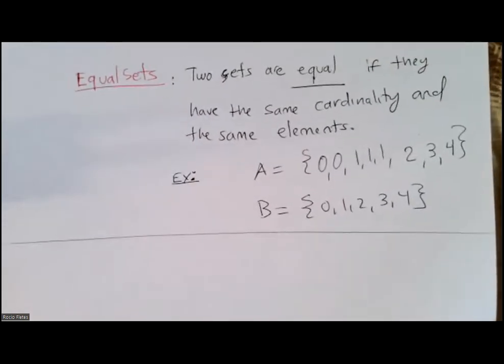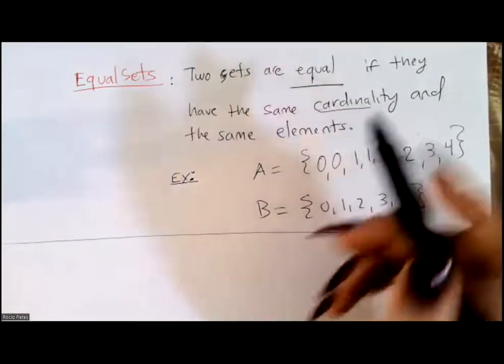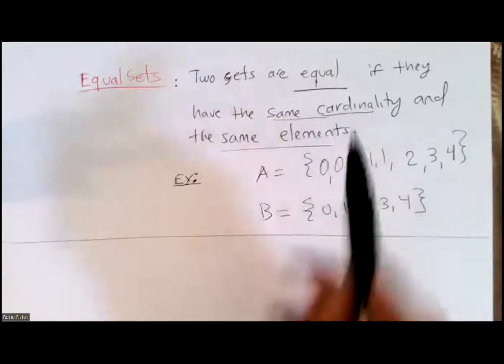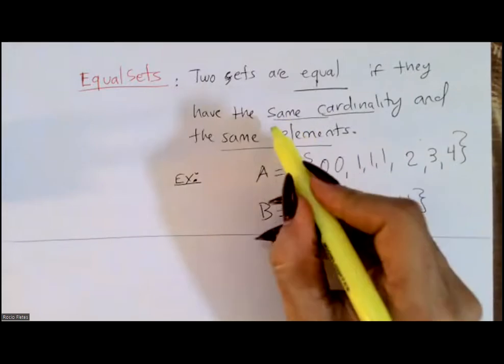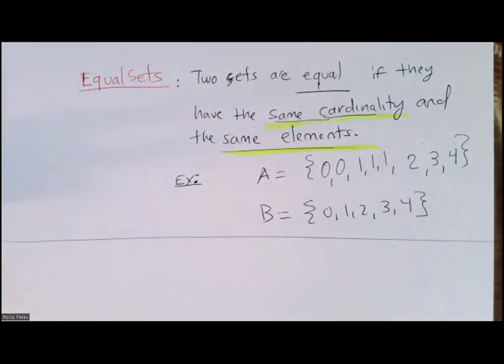So two sets are equal if they share the same cardinality and the same elements. You have to check that they have the same cardinality and that they have the same elements. Both conditions must be satisfied in order for the sets to be equal.